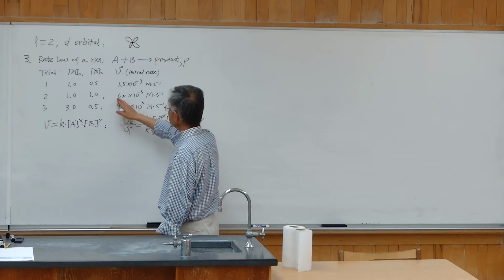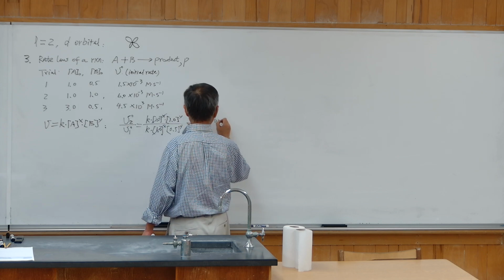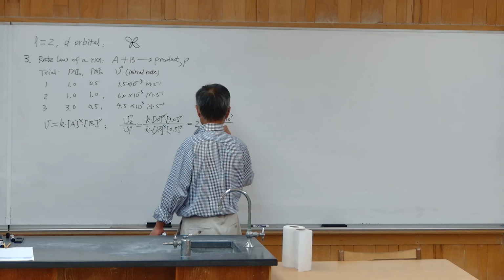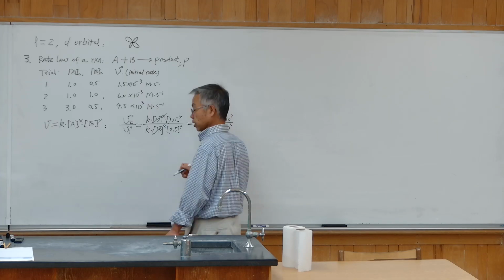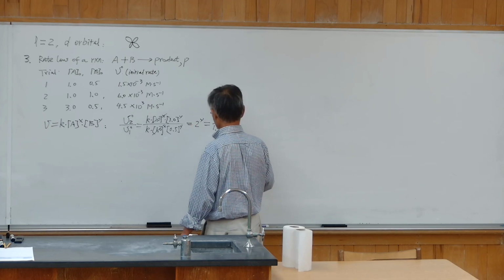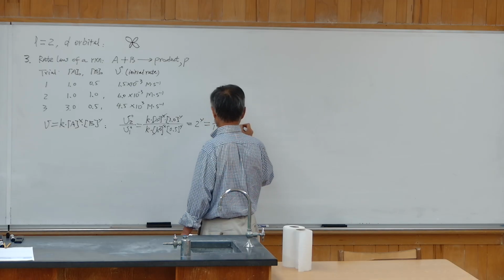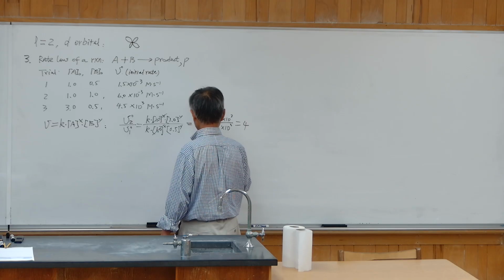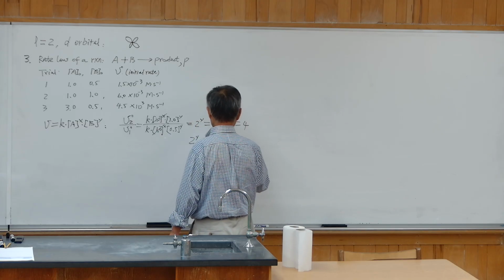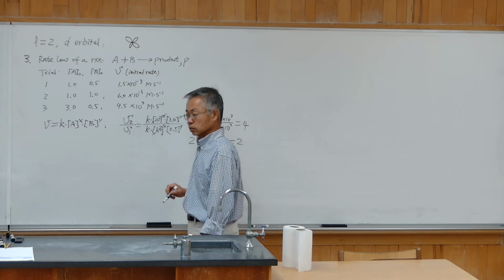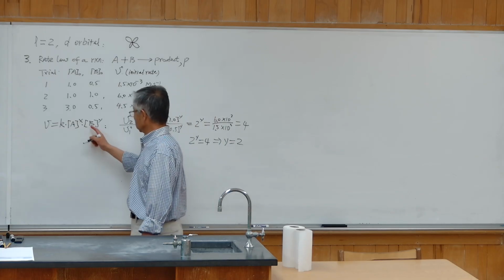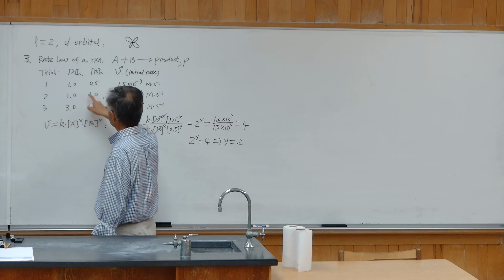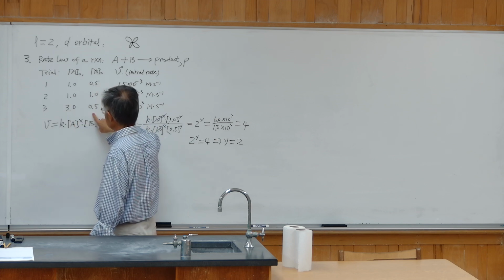Since V2 is 6 times 10 to the 3rd power, and V1 is 1.5 times 10 to the 3rd power, and this power is exactly the same. So 6 divided by 1.5 is 4. So 2 to the Y's power equals 4. What does this mean? Y is 2. Second power to B. And if we compare trial 1 with trial 3, B concentration is exactly the same.